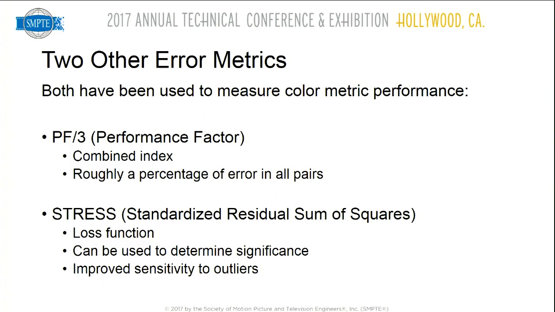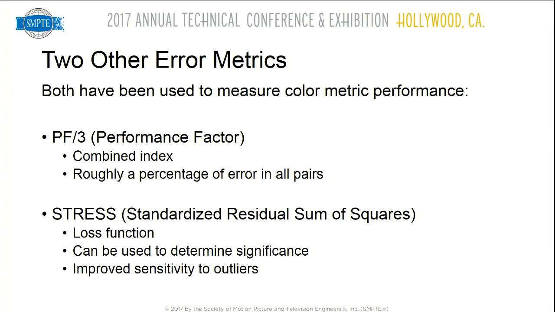RMSLE may not be the best metric to use for analyzing these color differences, so we looked at some other ones too, to get a more well-rounded data set. Two that are commonly used in color difference metric analysis. The first one is PF/3, or performance factor, and this is a combined index. So they've taken different measurements that have been used over the years and combined them into a single number, which is roughly the percentage of error in all of these different pairs.